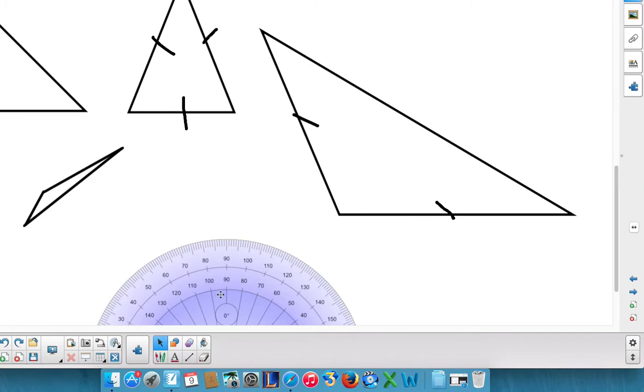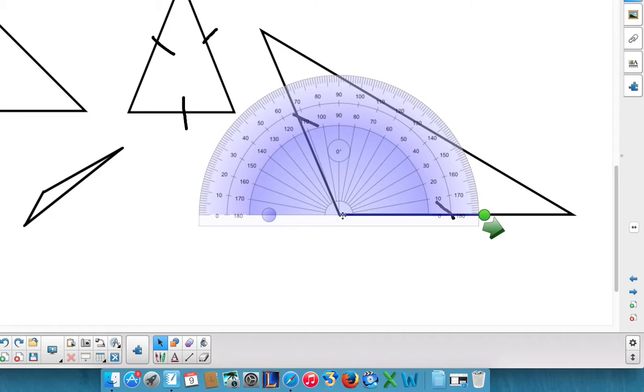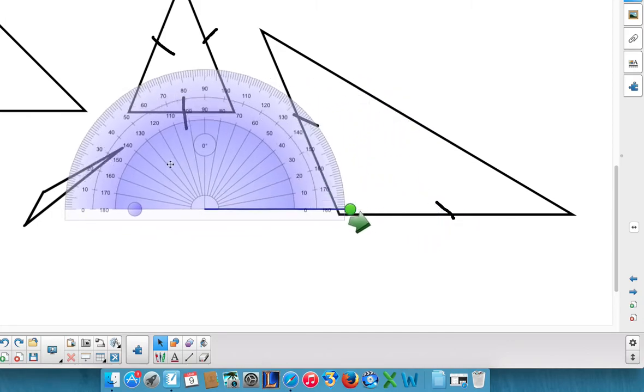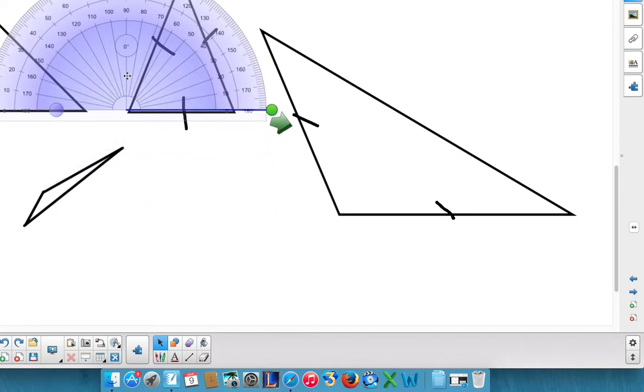Next, let's measure some of our angles. Remember, again, boys and girls, to make sure you line up your vertex with the center line of your protractor. This angle is 113 degrees, which makes it an obtuse angle. Remember, anything over 90 degrees is an obtuse angle.